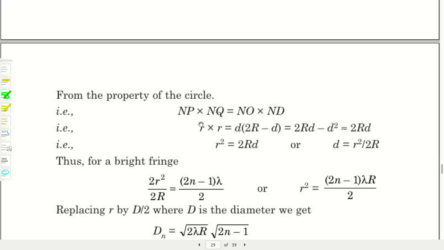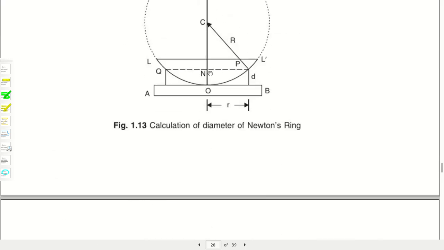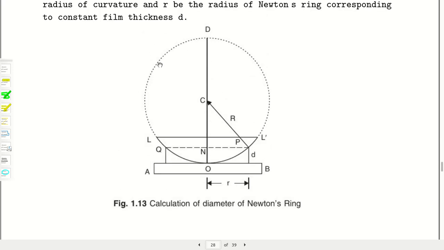Now put the values: r is the chord length NP of this circle. The chord length is r. r is also the distance of the fringe from the end point of the wedge. So r is very much important to us. r is the length of the fringe. I will come to this point later. Let us first calculate this r.